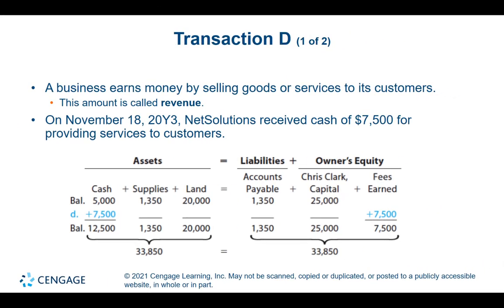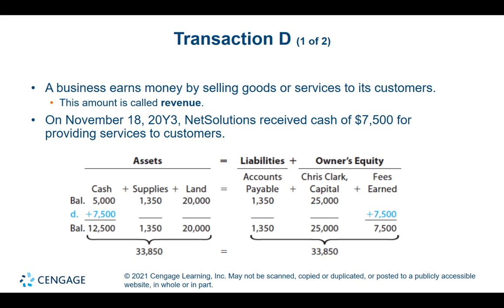This video will provide examples of various transactions. In this example, transaction D, the business earns money by selling goods or services to its customers, and this is called revenue. The company NetSolutions received cash of $7,500 for providing services to customers.